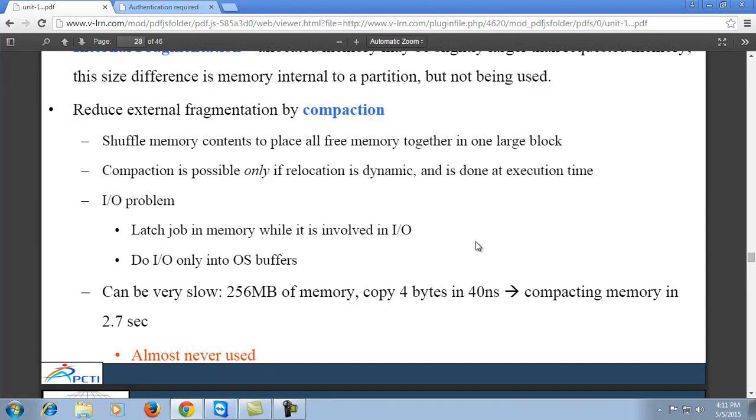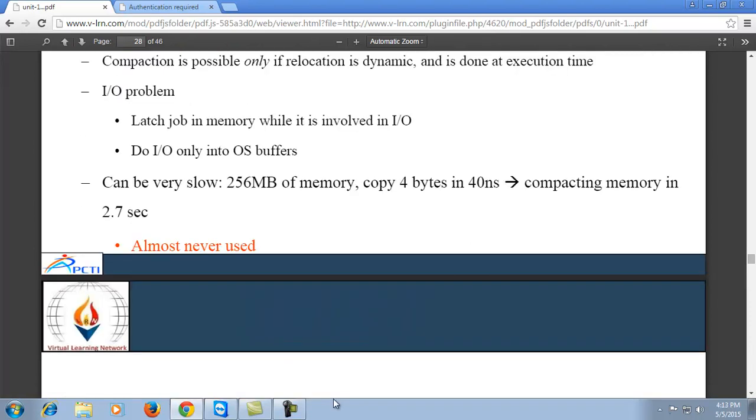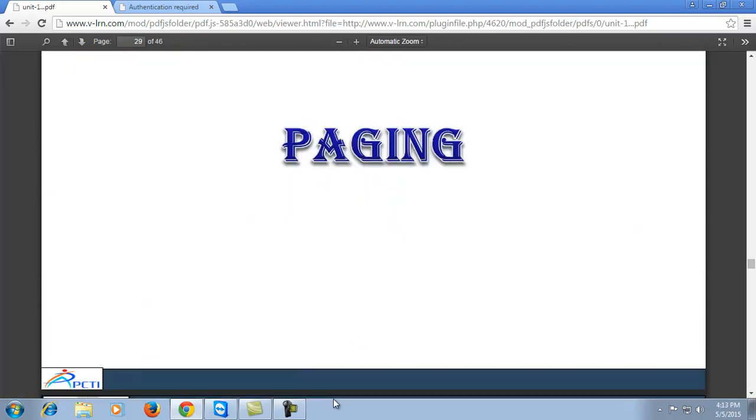The next point: compaction is possible only if relocation is dynamic and is done at execution time. In that case, we have some input-output problem, that is, latch the job in memory while it is involved in input-output. Do input-output. The next topic is paging.